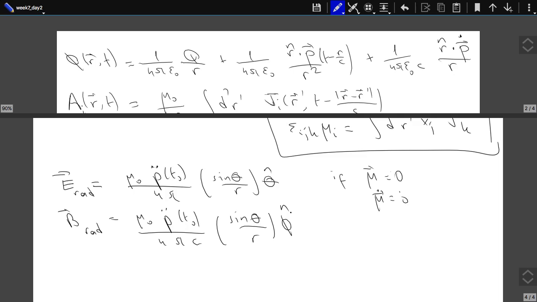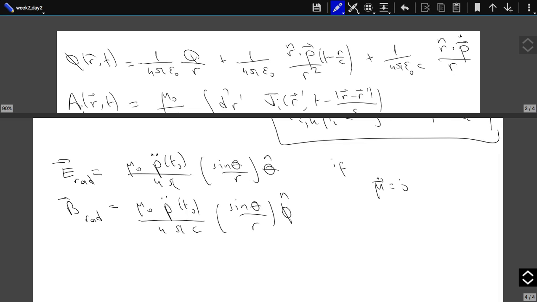Well, I don't know if you need to have both of them 0 at the same time, but mu dot definitely needs to be 0. Probably you don't need this. Okay, part of your homework.